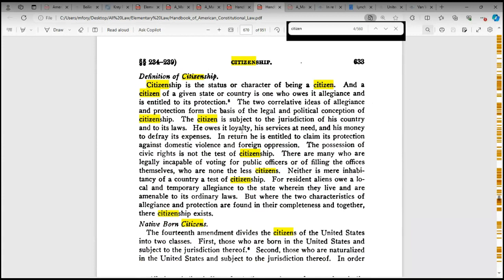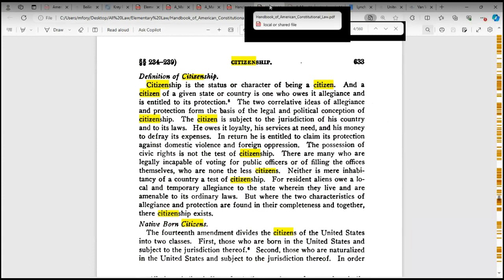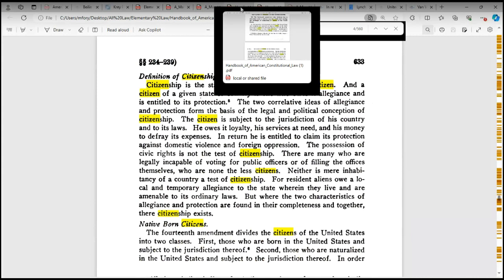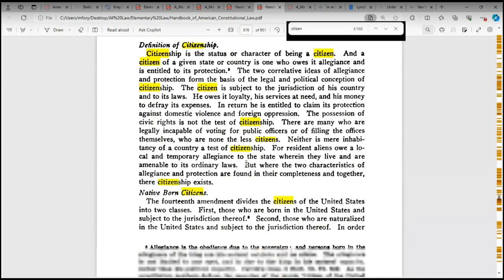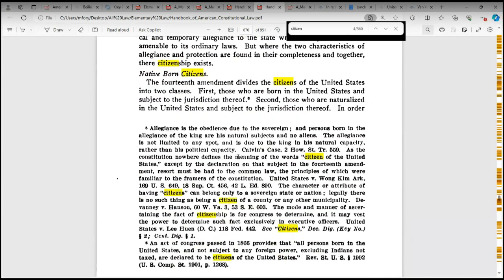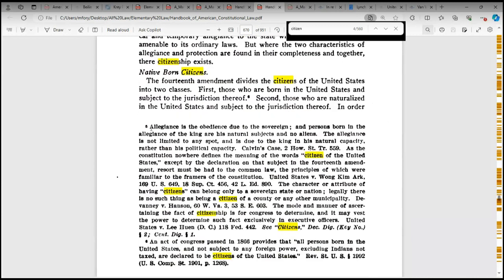So this is the same author. These two, I think, are the same author. This is going to be the second edition, right? So I'm going to skip this part. I want to read this because this wasn't in the other one. So this is allegiance. Allegiance is the obedience due to the sovereign.